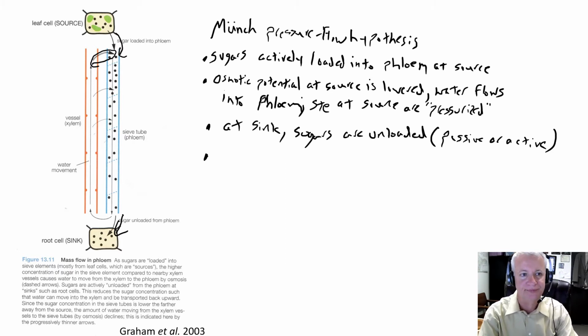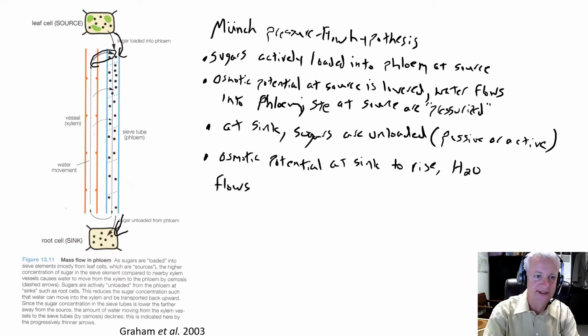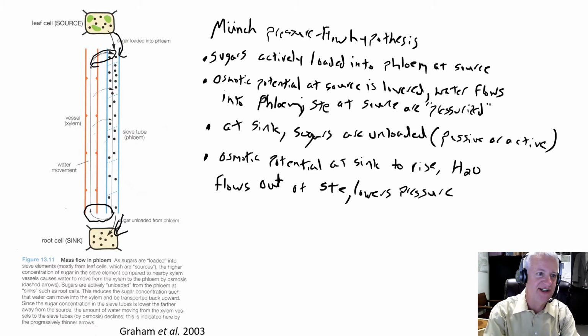So of course, that causes the osmotic potential of the sieve tube elements at the sink to rise, and that causes water to flow out of the sieve tube element. Okay, so at this point, water flows out of the sieve tube element, and that lowers the pressure. So that means there's a pressure differential from the source to the sink.